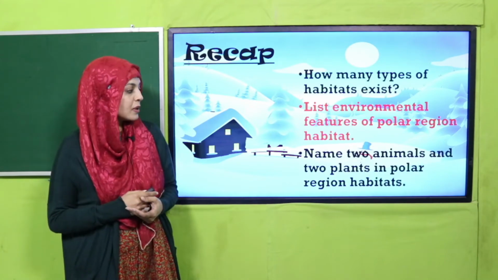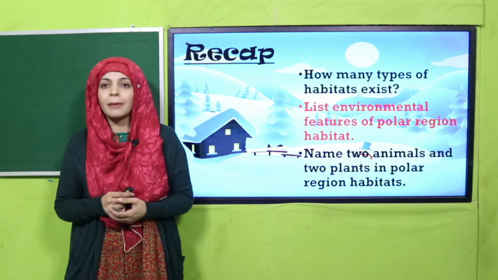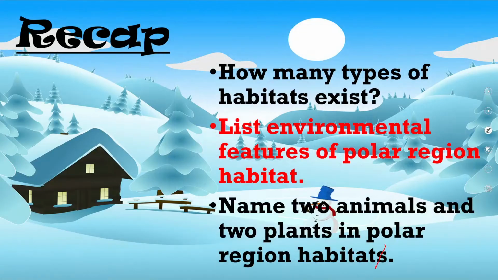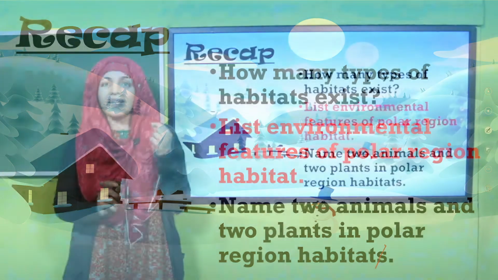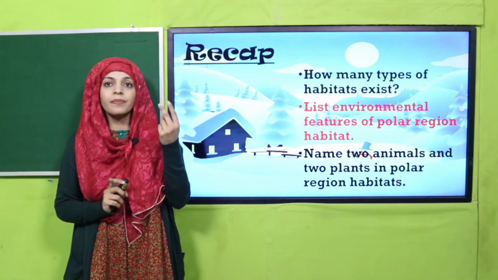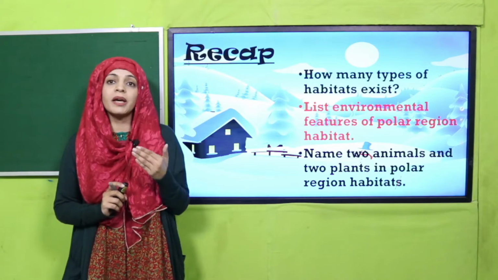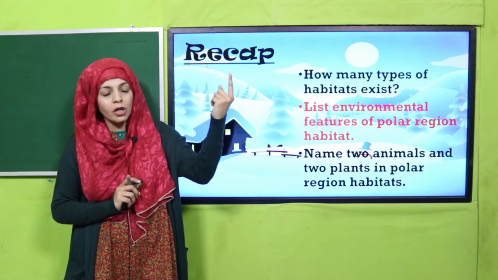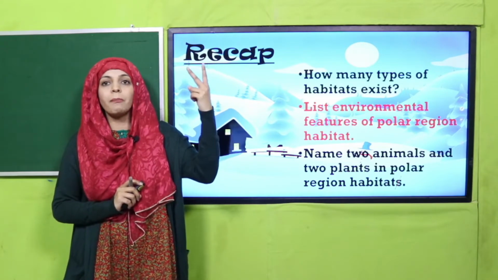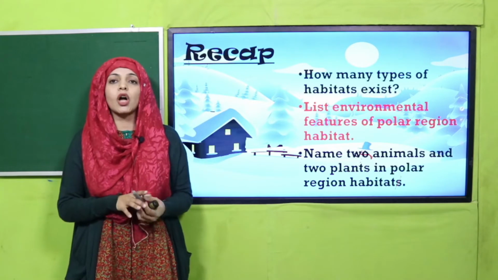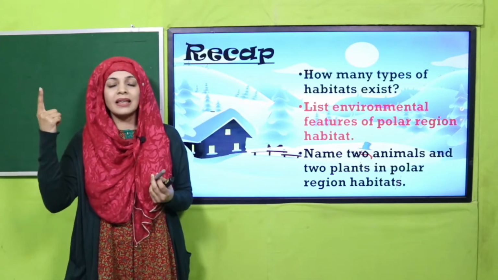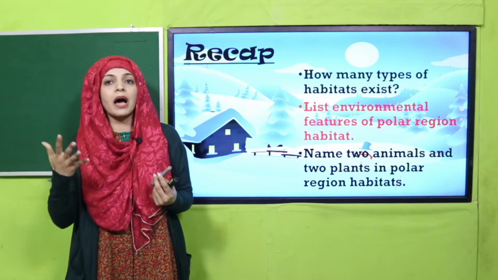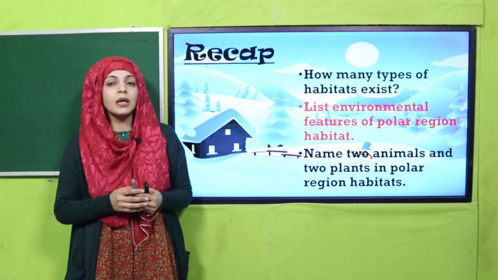Name 2 animals and 2 plants in polar region habitats. My dear students, quickly think about 2 animals and 2 plants which inhabit polar region. First talk about the animals. Number 1, polar bear, very good. Number 2, penguins, very good. Now let's talk about the plants. Arctic heather and sulfur buttercup are the 2 plants which are prominent in polar region.